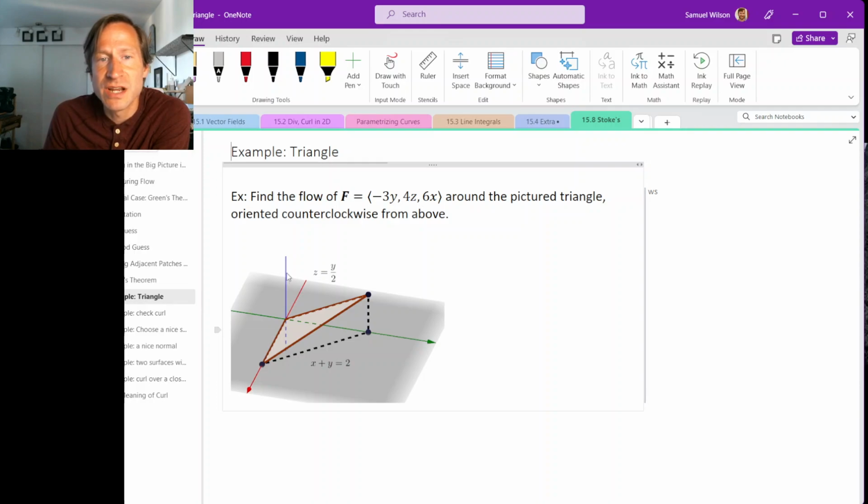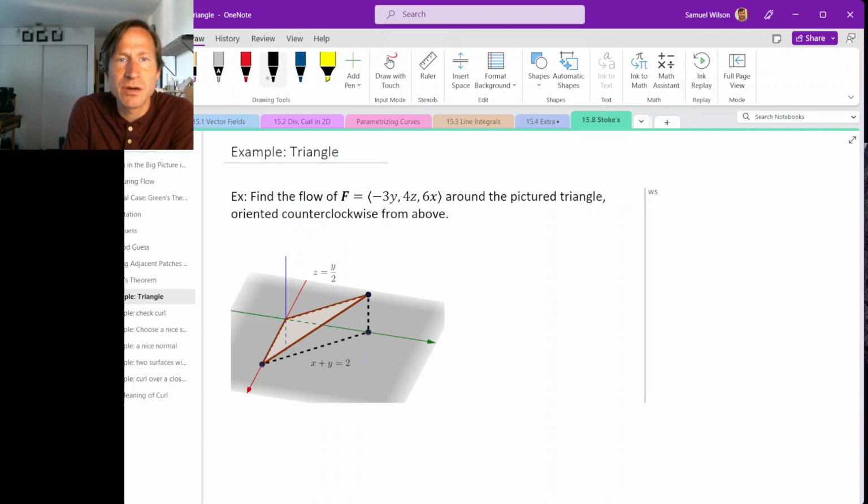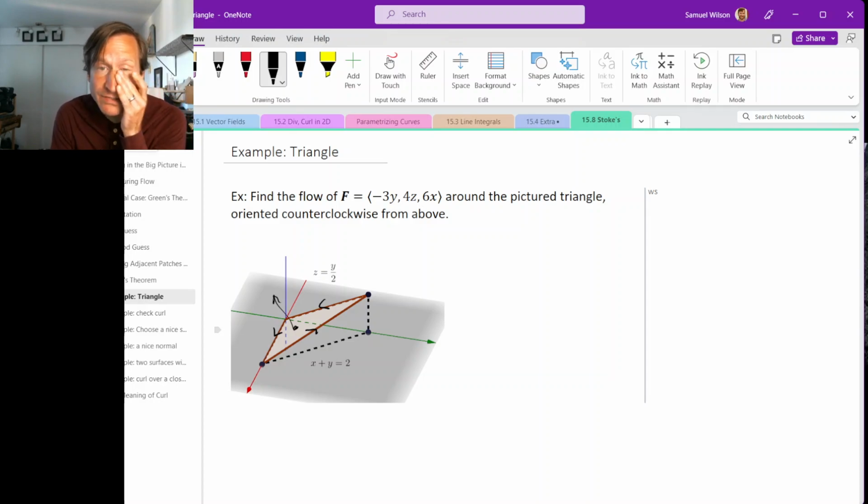So let's imagine finding the flow of this vector field around this triangle here. It's part of a plane, but it's angled up a little bit. So if it's oriented counterclockwise from above, that means that we're going right this way. And if you do your right hand rule, you'll see that we need to be orienting the triangle itself upwards, not downwards. Okay, so we could compute this.